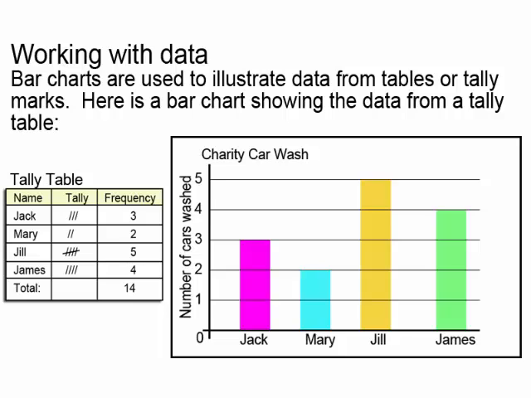And this bar chart illustrates the data from the tally marks. Along the x-axis we have the individuals who washed the cars, and along the y-axis we have the number of cars washed, which corresponds to the values in the frequency table. The good thing about a bar chart is we have a visual representation of the information.